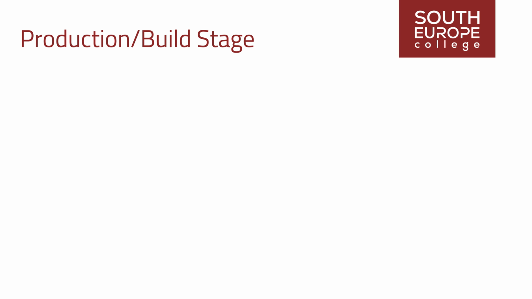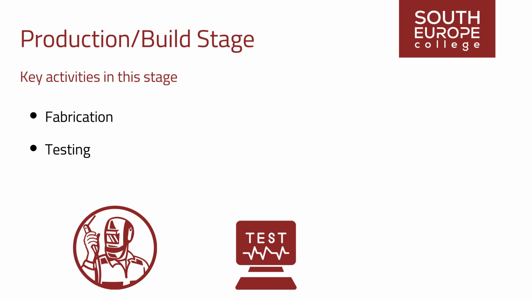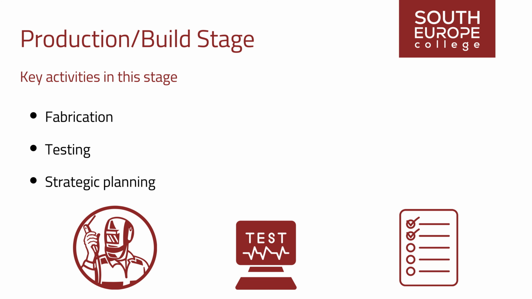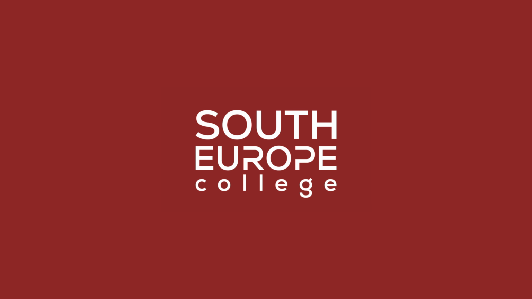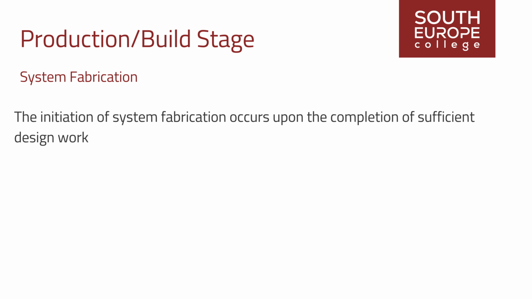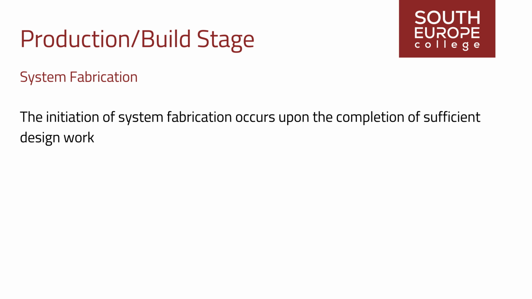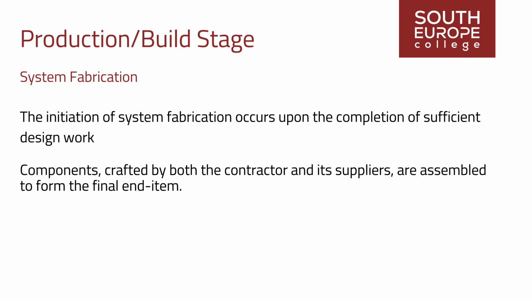The next step in the execution phase is the production build stage involving the production or construction of the end item. Key activities in this stage encompass fabrication, testing, and strategic planning for the upcoming project phases. The initiation of system fabrication occurs upon the completion of sufficient design work, prompting the project manager's authorization for fabrication. Components, crafted by both the contractor and its suppliers, are assembled to form the final end item.